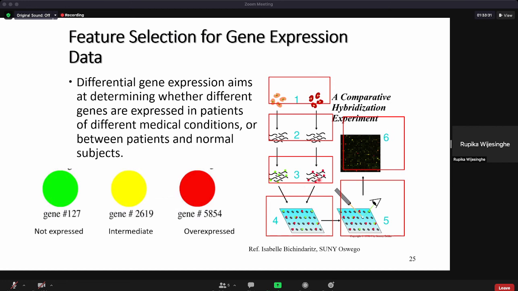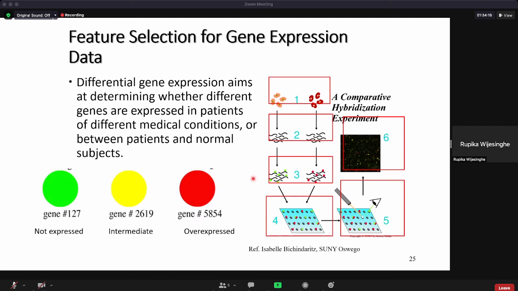So these color codes can differ. Normally, green is used for the control, right? But here we can say this is control and this is patient samples, or, as I said, it can be from 2 stages of a particular disease. Any questions here? I think you are familiar with this.